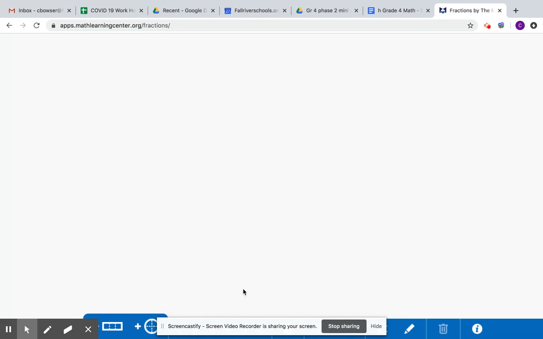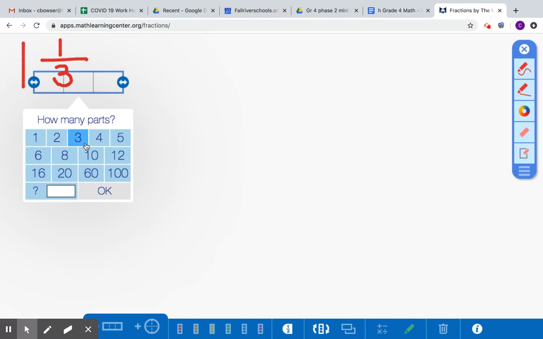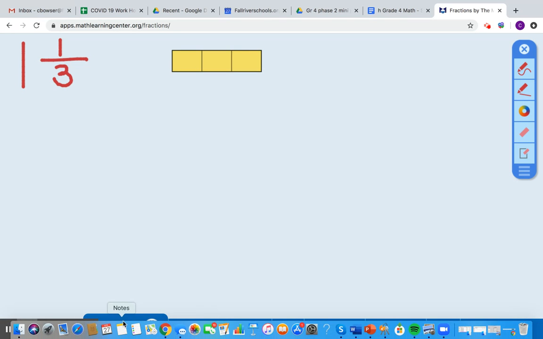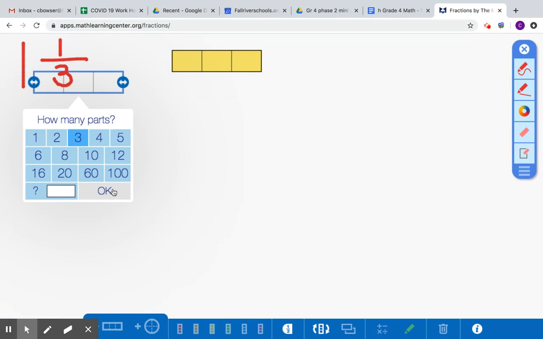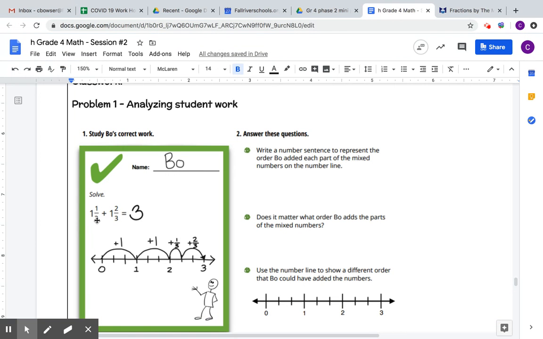So we have 1 and 1/3. I'm going to just write that down so I remember. And I'm going to represent that with a fraction model. If we know that our denominator is 3, we know our rectangle is going to be split into 3 equal parts. And we have one full rectangle, which is our whole number 1. And then we also have 1/3. So I'm going to put these together, and I'm going to shade in one more part to represent 1 and 1/3. We're adding 1 and 1/3 plus 1 and 2/3.